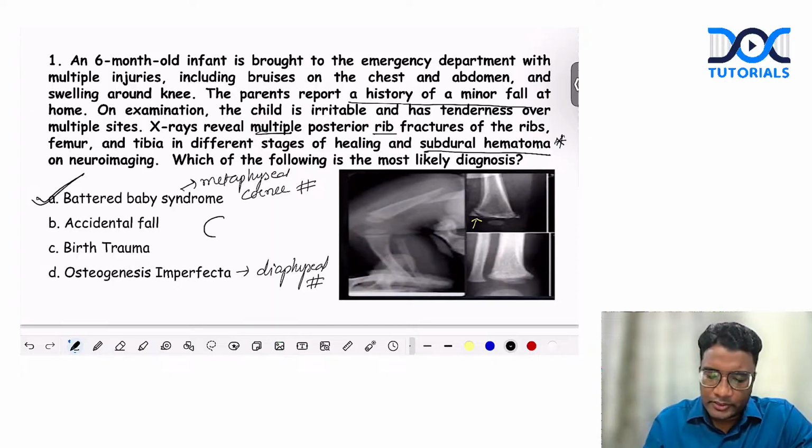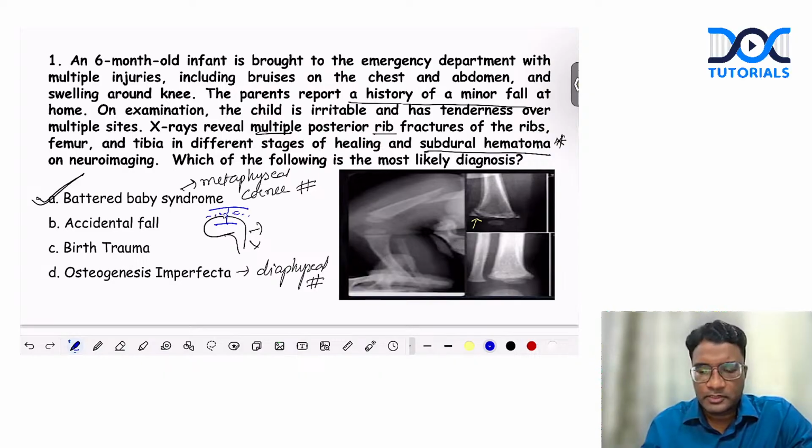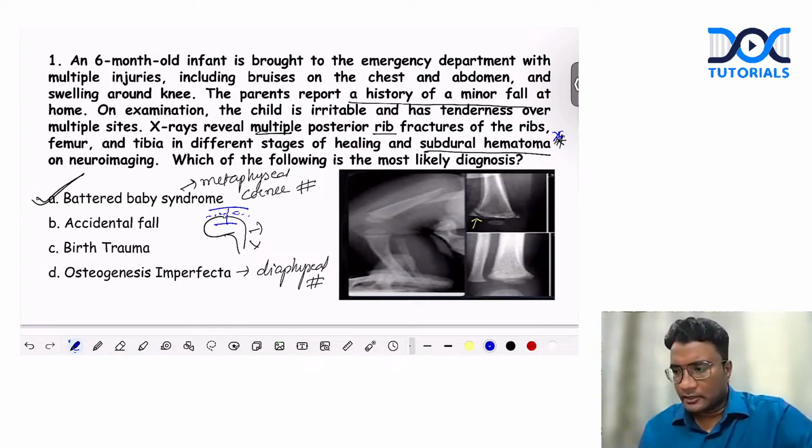Remember when we studied subdural hematoma, we know that subdural hematoma is due to the rupture of bridging veins. So when you are shaking the baby, or in a battered baby, there will be rupture of these bridging veins. And what is the type of bleed that occurs when there is rupture of bridging veins? The subdural hematoma. So presence of subdural hematoma is also a clue towards battered baby syndrome. So this is battered baby syndrome, the first one. Now let's look at the next one.